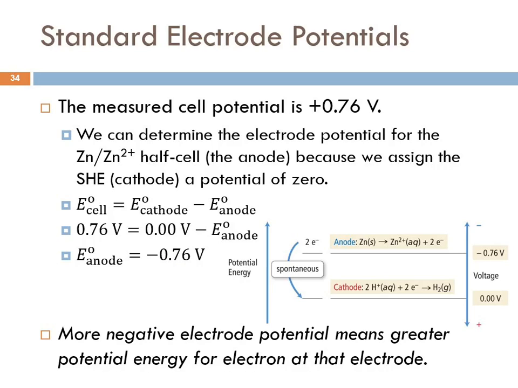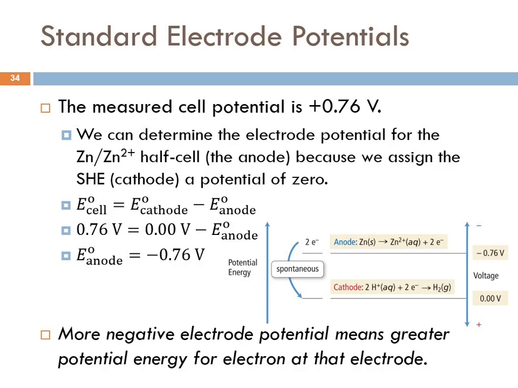And this makes sense because the electrons are flowing from the more negative voltage, minus 0.76, to the more positive voltage, 0. They could both be negative or both be positive, but they'll go from the more negative to the more positive, because a more negative voltage is a higher potential energy. And I think this sentence is helpful. The more negative electrode potential means greater potential energy.